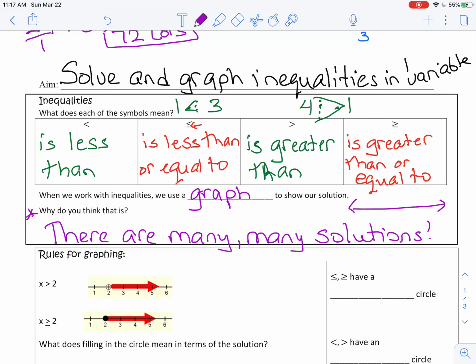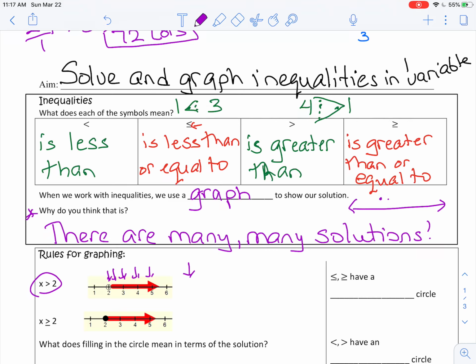With an equation, all the equations that you've done, there's just one single solution. So x is equal to 5, x is equal to negative 10. Now we're looking, for instance, if we look down here, we're looking for all the numbers that are greater than 2. Well, what numbers are greater than 2? Well, 3, 4, 5. How about 3.5? How about 192? How about 2.1? How about 2.01? There are so many solutions.